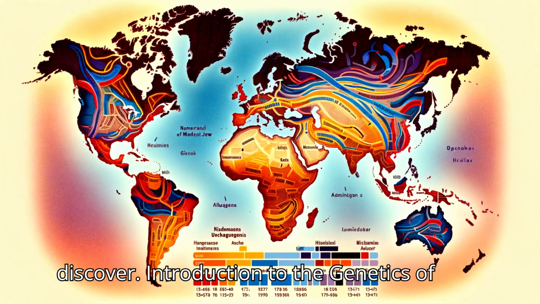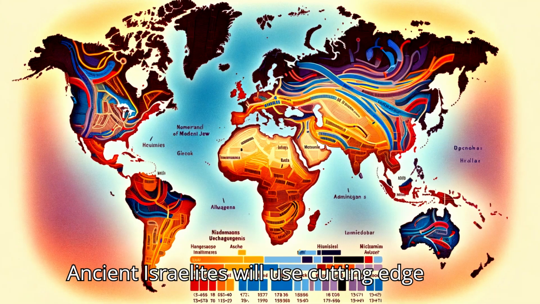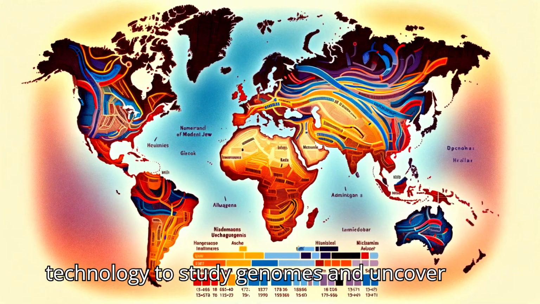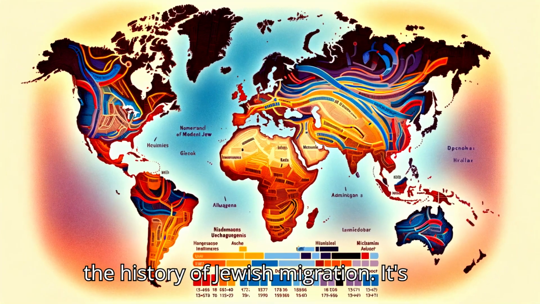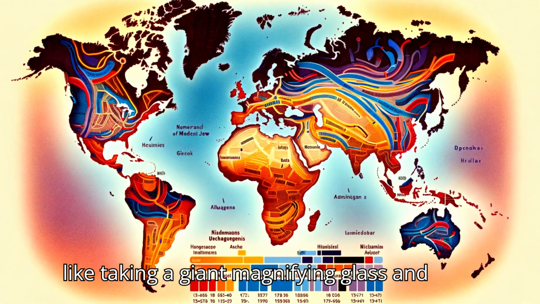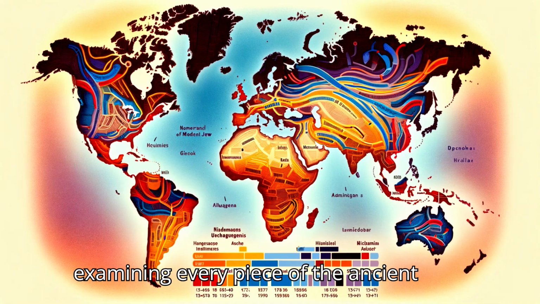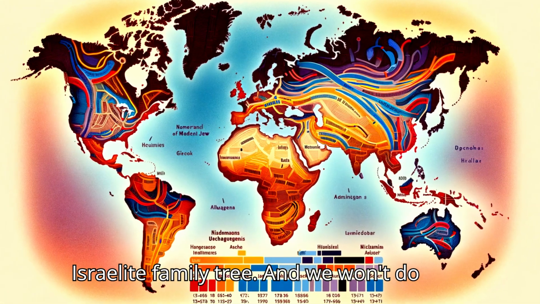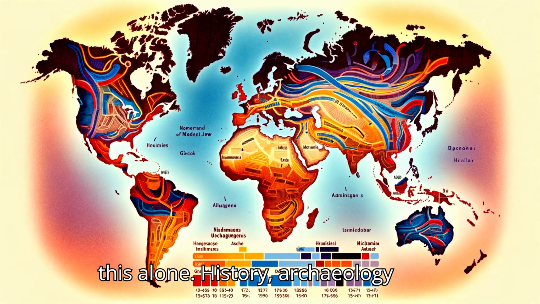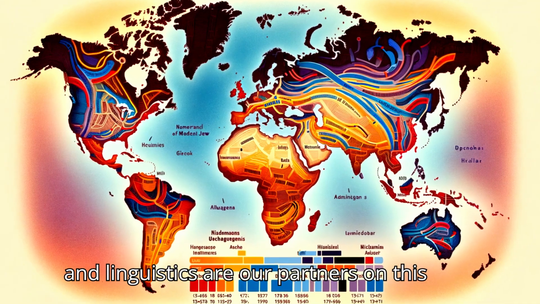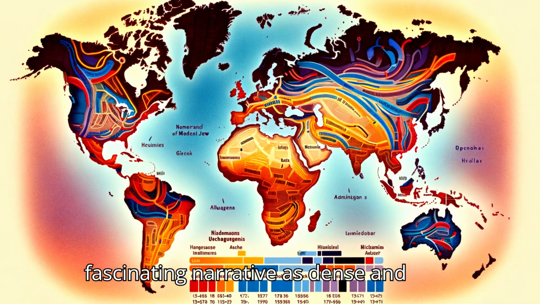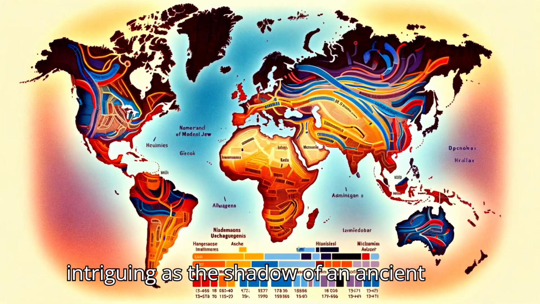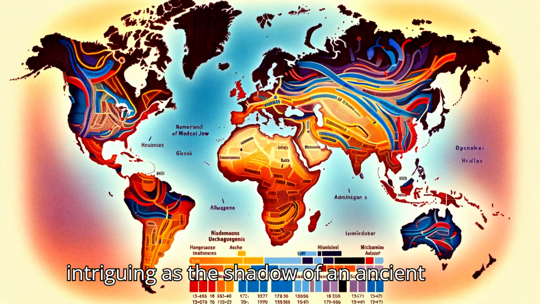Introduction to the genetics of ancient Israelites. We'll use cutting-edge technology to study genomes and uncover the history of Jewish migrations. It's like taking a giant magnifying glass and examining every piece of the ancient Israelite family tree. And we won't do this alone. History, archaeology, and linguistics are our partners on this journey, helping to weave this fascinating narrative, as dense and intriguing as the shadow of an ancient mystery.